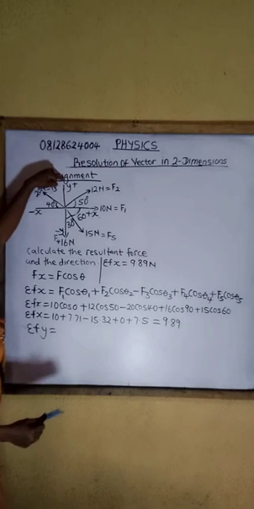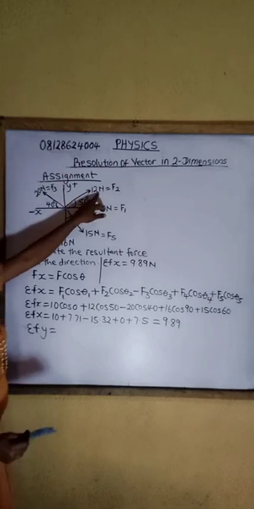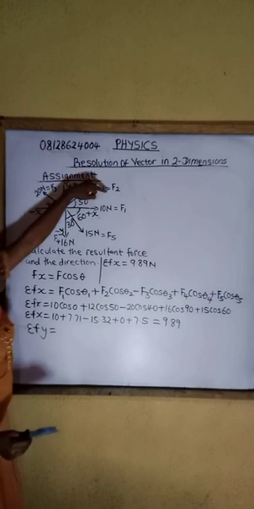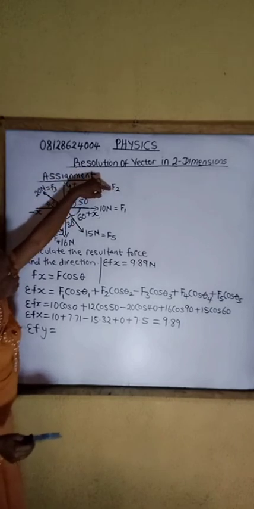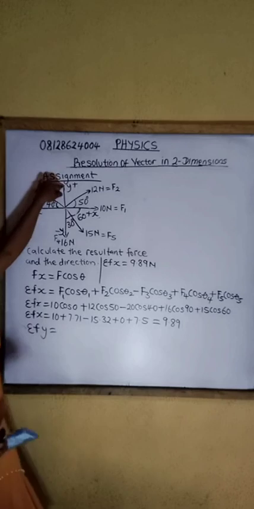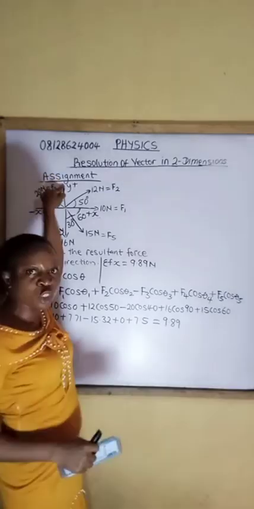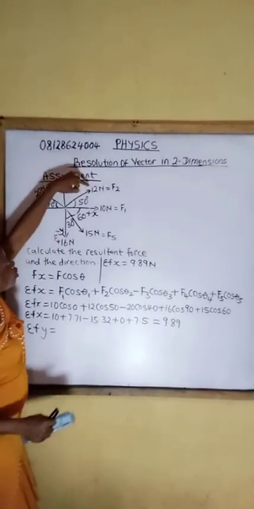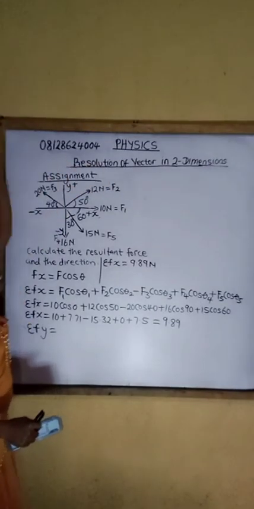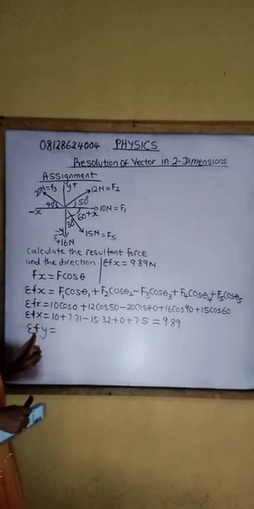So you'll be taking each of the following forces towards the vertical line, like F2. You are going to take F2 towards the direction of the y-axis. We don't call this y-axis, it's the y direction. So you'll be taking each force towards the y direction. That is the meaning of Fy.